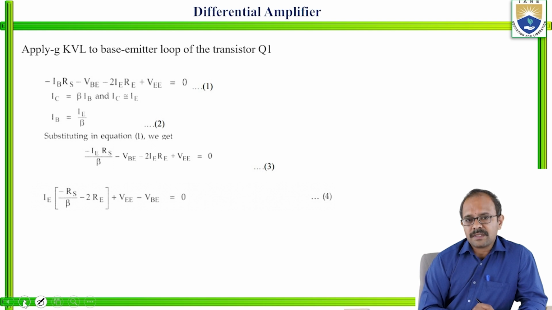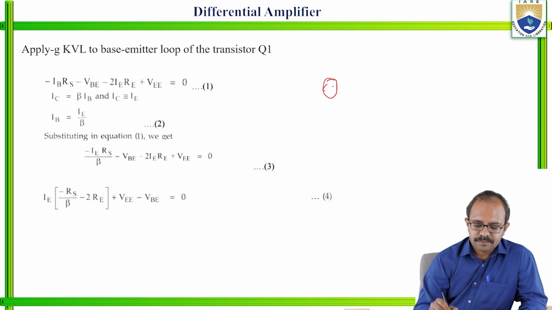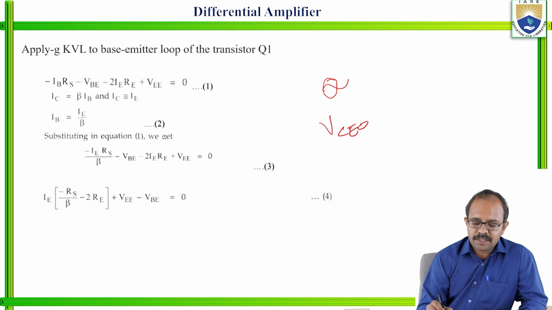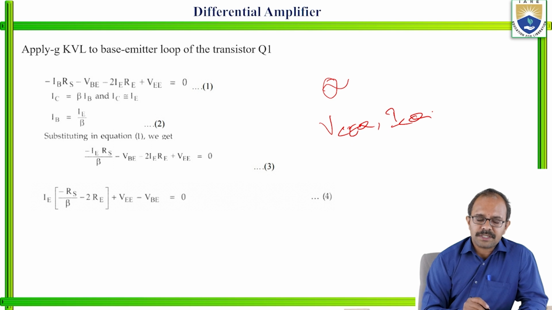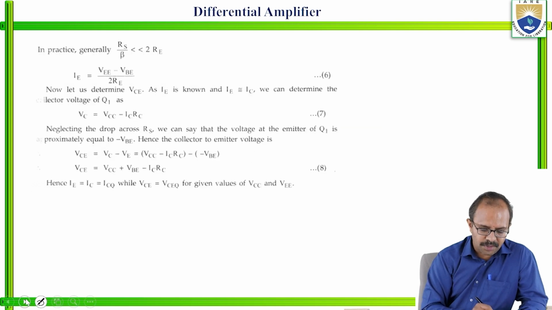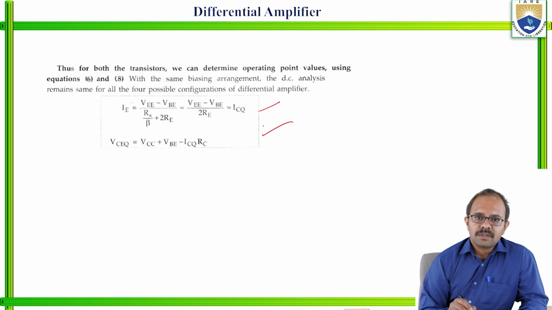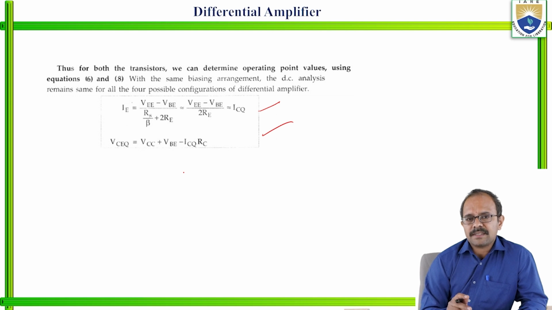What is the main objective of DC analysis here? It is to determine the Q point. We find the expressions for VCEQ and ICQ. This is the main objective of the DC analysis. Strictly speaking, DC analysis is to fix the operating point of the amplifier.